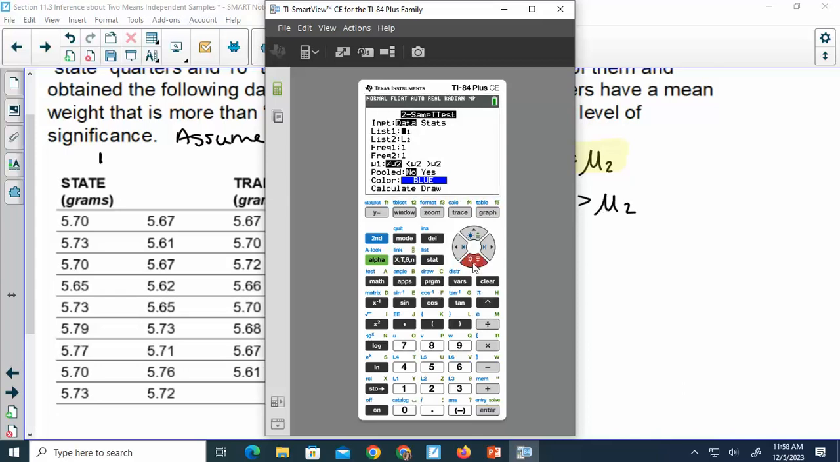List 1 should be L1. List 2 should be L2. Both frequencies should be at 1. We were testing greater than. Pooled, make sure that is set on no. So pooled should be no. And calculate.